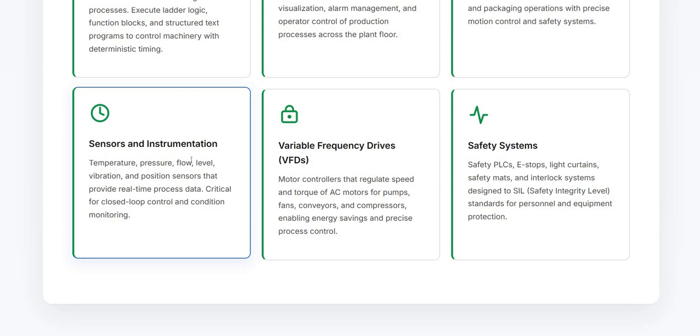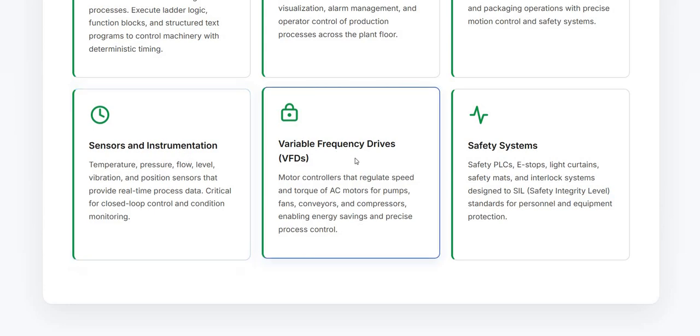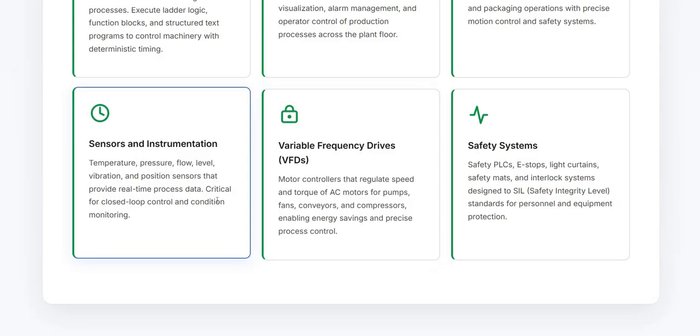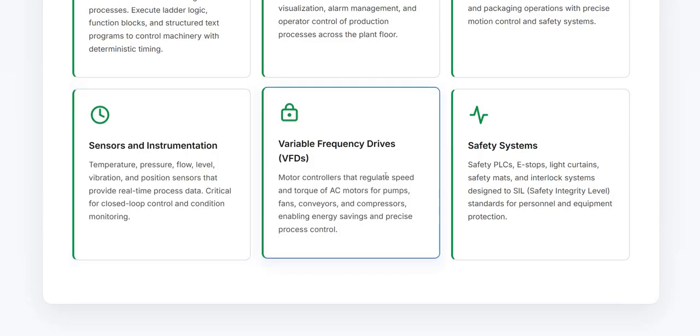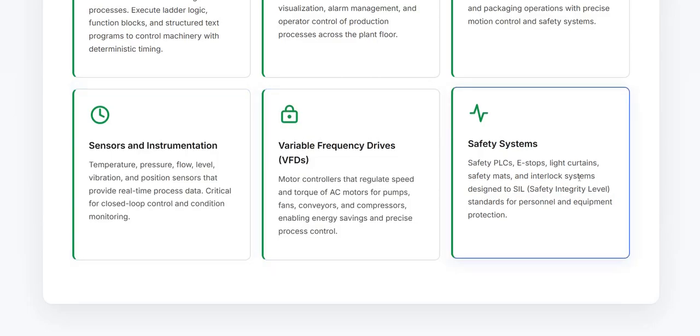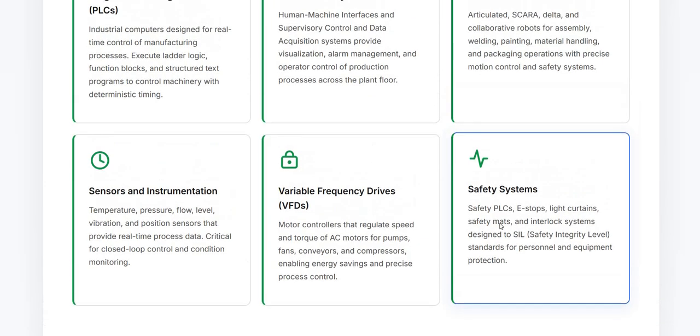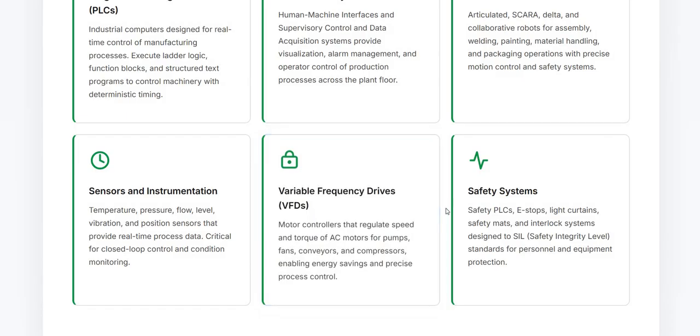And here, sensors, drives, and safety systems. Sensors convert physical conditions into signals, drives regulate motor behavior, and safety systems override everything else when limits are crossed. Together, these form the execution core of a plant.